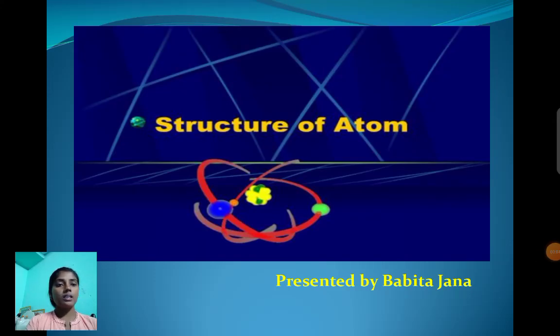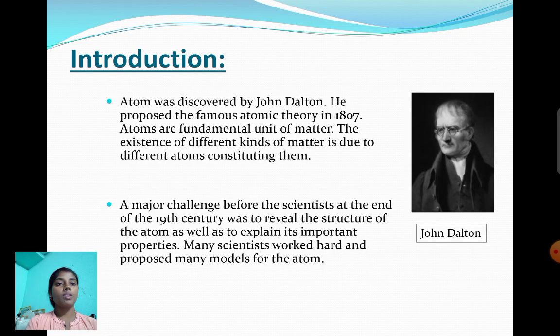I am discussing the structure of an atom. First, the introduction and history of atoms. Atoms were discovered by John Dalton. He proposed the famous atomic theory in 1807, and atoms are the fundamental unit of matter. The existence of different kinds of matter is due to different atoms consisting them, and many scientists worked hard and proposed many models for the atoms.